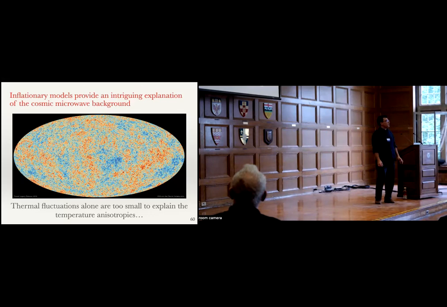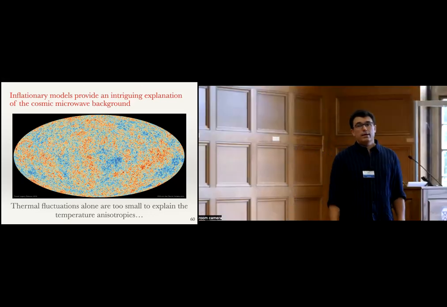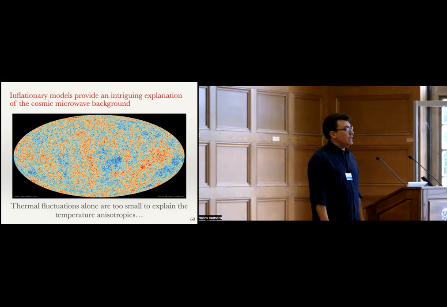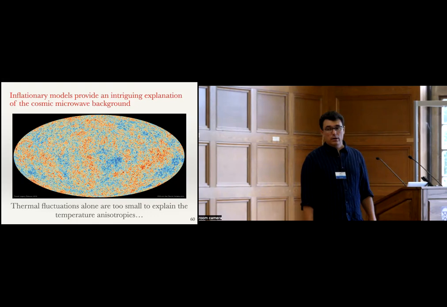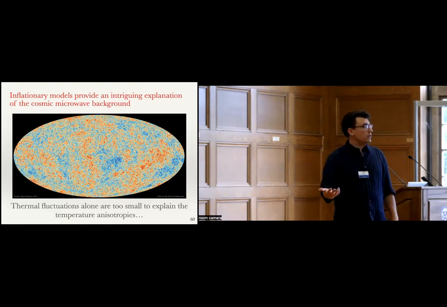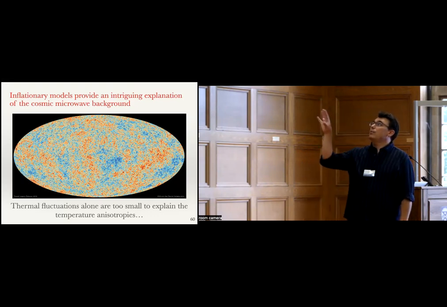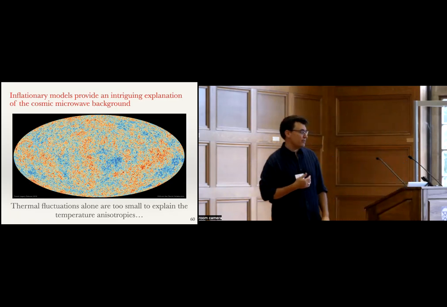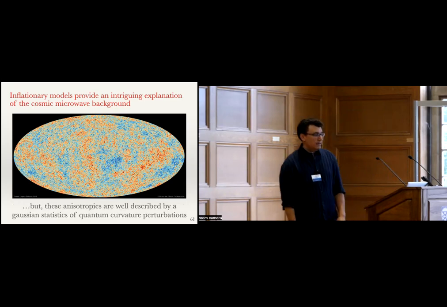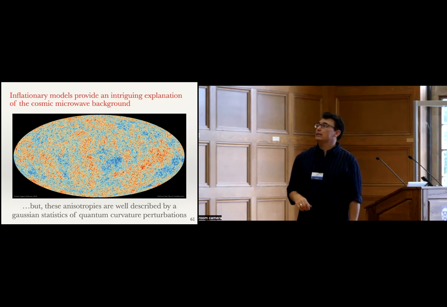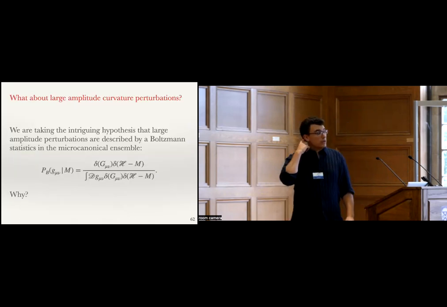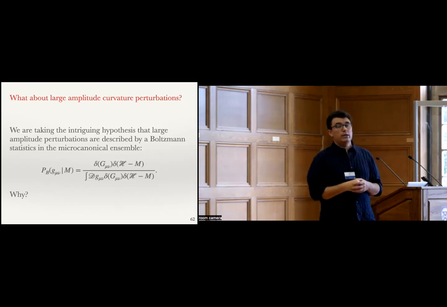Can we form black holes according to the microcanonical ensemble? Is that possible? The idea that we've been proposing and thinking about, and I find quite fascinating, is to kind of model our understanding of cosmic microwave background radiation and see if we can do something similar with black holes. So inflationary models provide an incredible explanation for this CMB. Thermal fluctuations aren't enough. They're too small to explain the temperature anisotropies of the CMB. But these anisotropies are well described by Gaussian statistics of quantum curvature perturbations. So what if there were large perturbations?